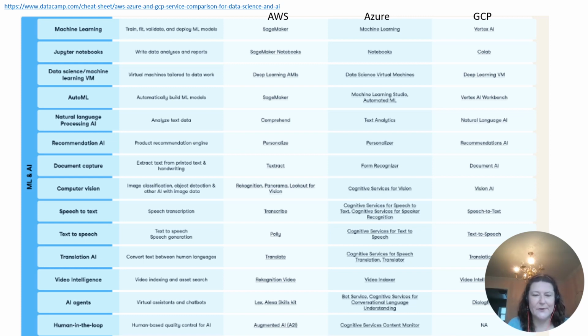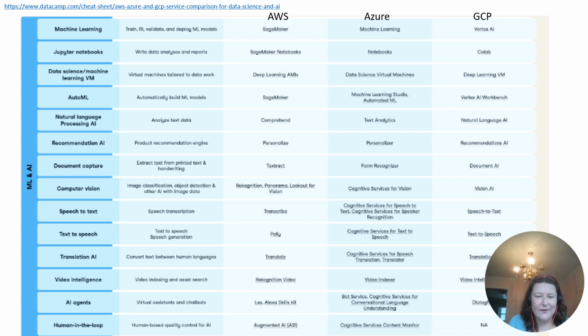So for example, in AWS you use Polly for text to speech, cognitive services for text to speech in Azure, and then GCP has something called text to speech, but they're all pretty much the same thing.